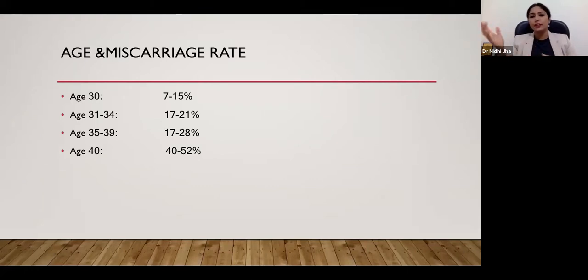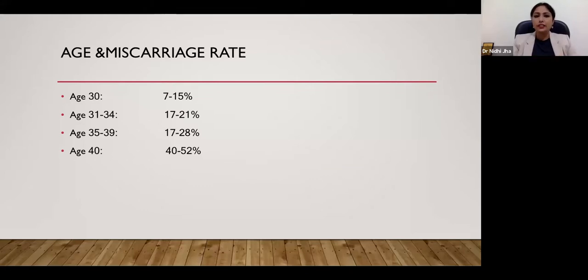I would like to start with a different angle: age and miscarriage rate. At the age of 30, the miscarriage rate is 7 to 15%. When the age of the mother is between 31 and 34, the miscarriage rate is 17 to 21%. From the age of 35 to 39, it's 17 to 28%. And when the patient is 40 or more, the miscarriage rate goes as high as 40 to 52%.